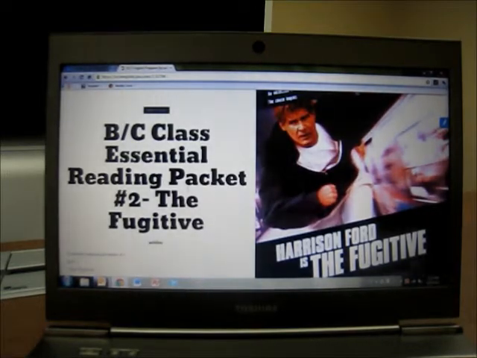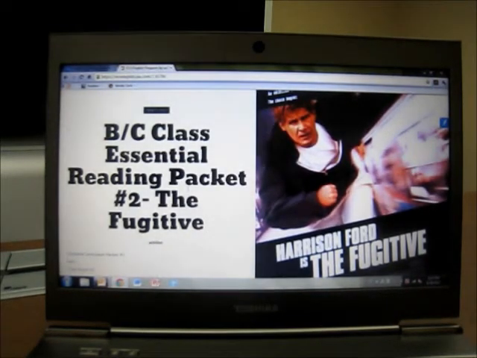This is the conclusion of the major characters and plot summary for Essential Reading Packet Number 2, The Fugitive.